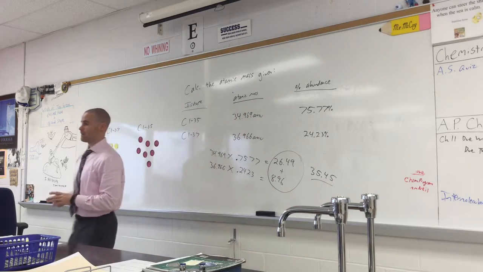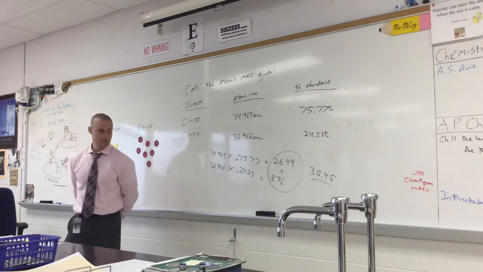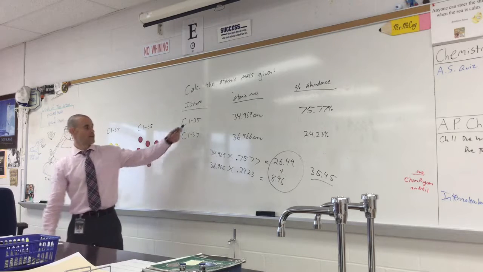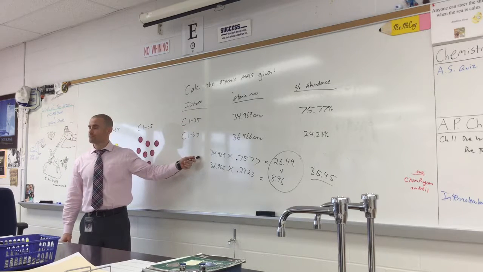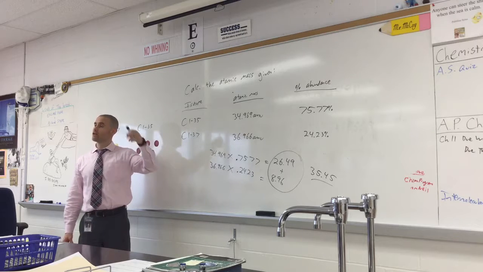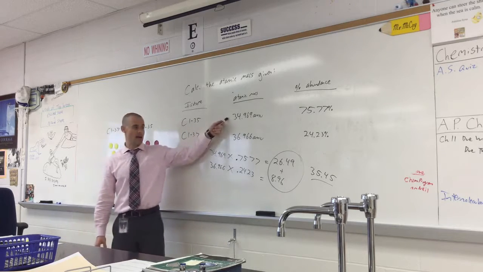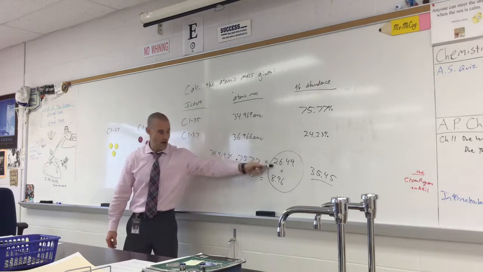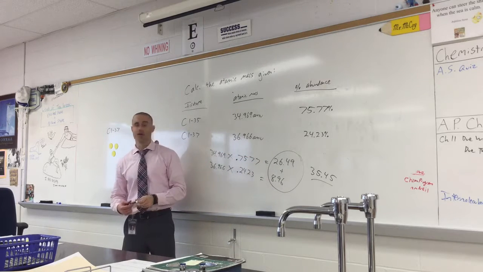Now, if I got 35.5, would that be wrong? No, you're fine. Questions for me? What if I gave you 3 isotopes? Do the same thing. You would do the same thing 3 times. So you would take the mass times percent, mass times percent, mass times percent, add up your 3 numbers, and that's how you get your answer.